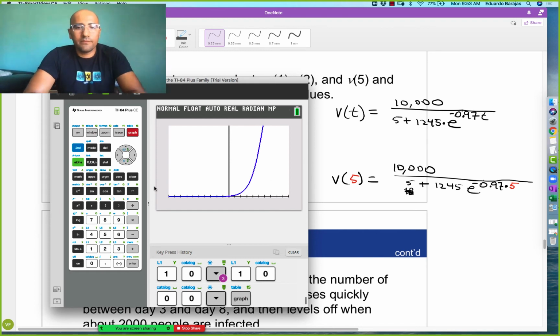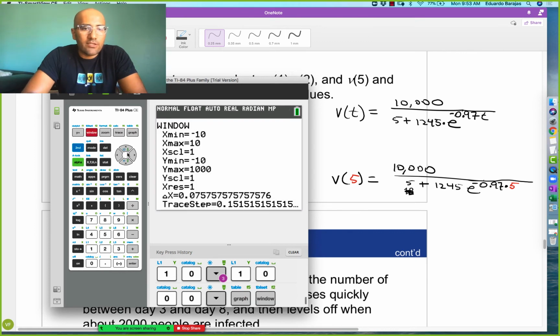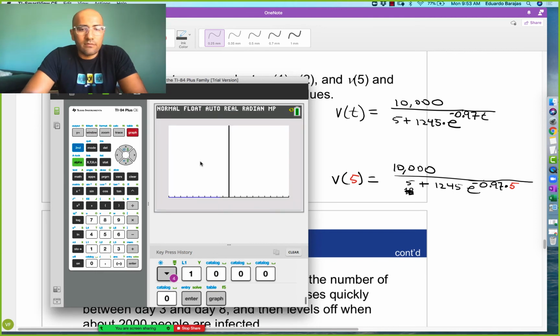If I wanted to change the window, like maybe I want to see what happens over here and go even bigger, then I'd have to go back to my window and change the Y maximum to be something even bigger so I can see it. So 1,000 wasn't big enough. How about 10,000? Enter. Graph. So now we see this, and wait a minute, look, it was growing, growing, growing, but then it didn't keep growing forever. It kind of reached some sort of plateau max, and then we don't know what happened, right?